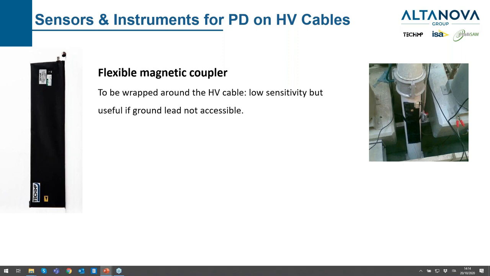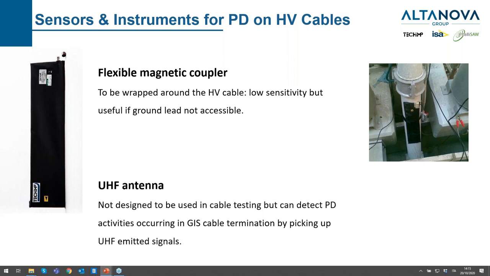It can be wrapped around the voltage cable. It has a lower sensitivity compared to the previous sensors, but its flexibility for the installation gives this sensor, let's say, very high efficiency in some particular conditions.